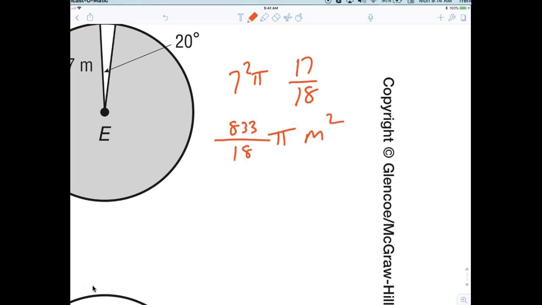Greatest common factor. Yes, so with 7 squared and 17 and 18, there's no common factor. Because if there was a common factor, it would have been easier to do what first? Reduce it first. That's what I'm trying to show you.